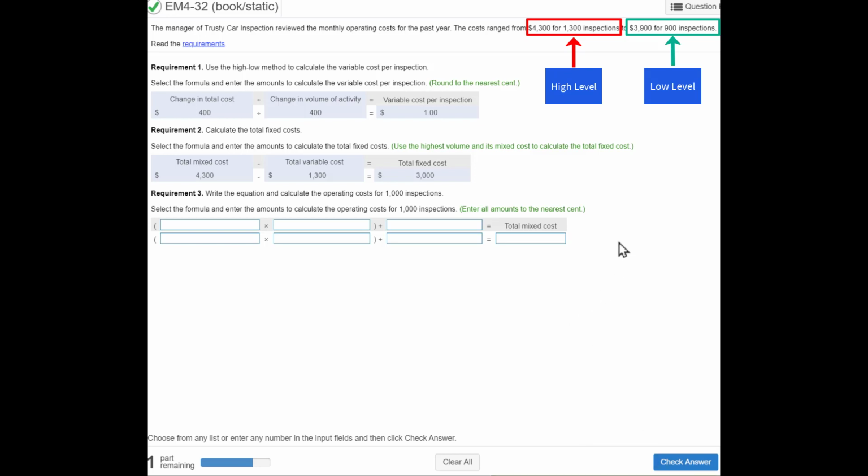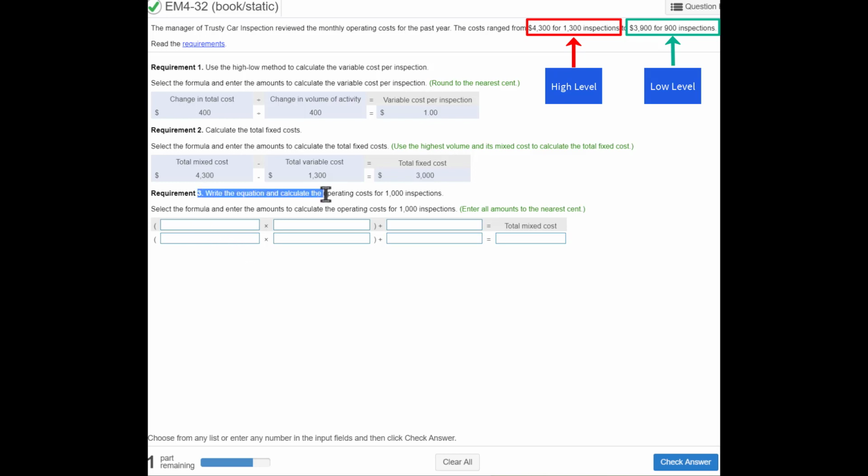So that means even if they did 0 inspections, they're going to have $3,000 of total cost. If they did 1 inspection, it would be $3,000 plus $1 per that inspection, so 3,001. So 2 inspections would be 3,000 plus 2, so 3,002.